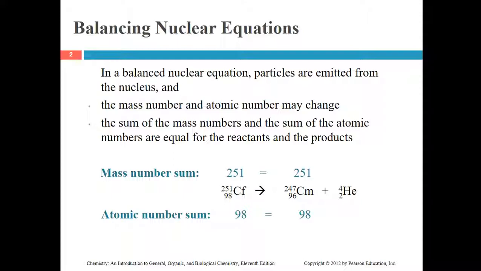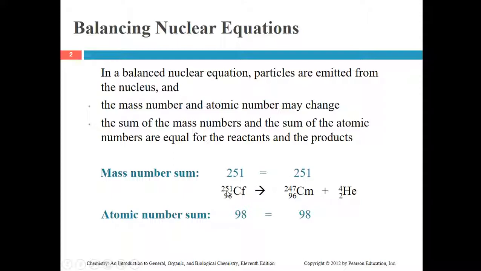So here we go. In a balanced nuclear equation, particles are emitted from the nucleus, and the mass number and atomic number may change. But the sum of the mass numbers and the sum of the atomic numbers are equal for the reactants and the products. So let's look and see. The stuff on the left-hand side will be equal to the stuff on the right-hand side.